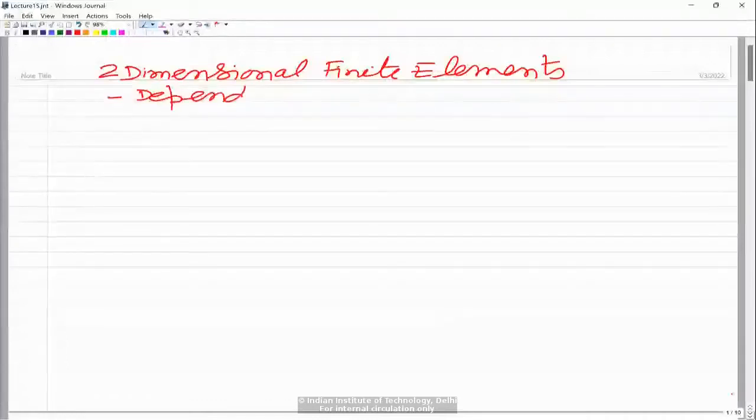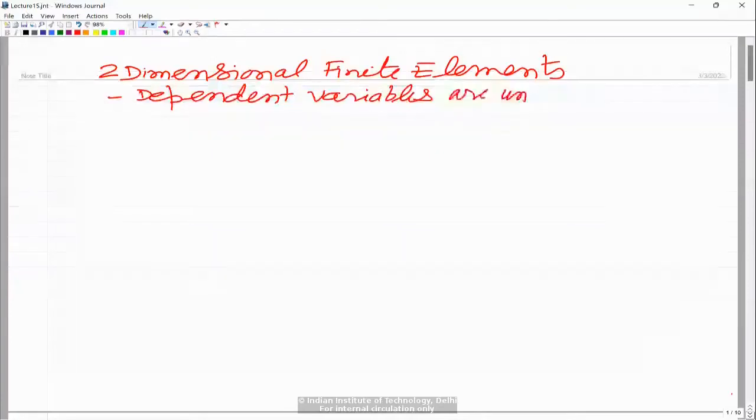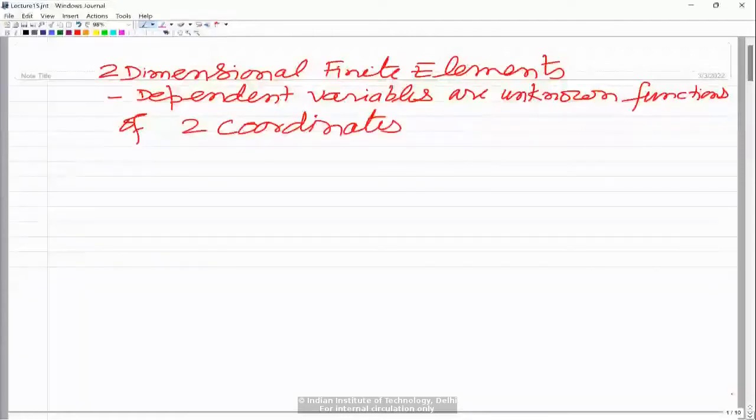So dependent variables are unknown functions of two coordinates. Of course, these are orthogonal coordinates, say for example x and y.